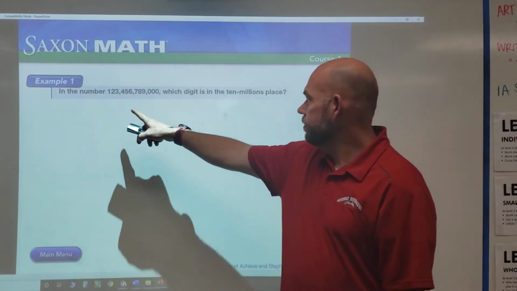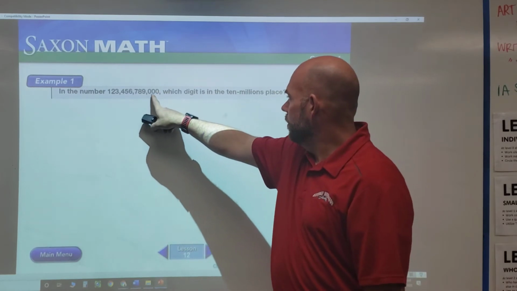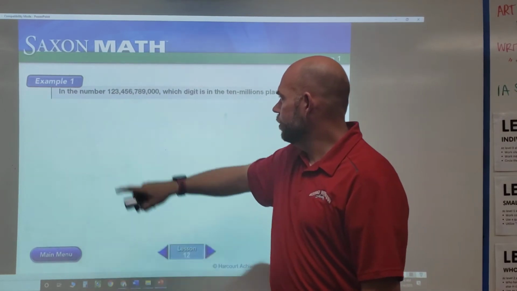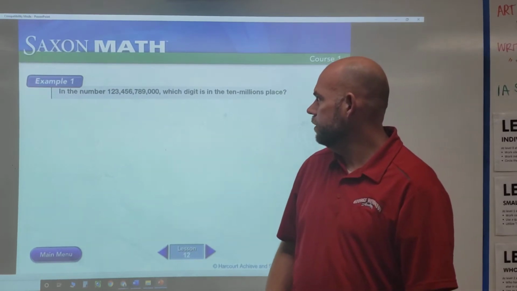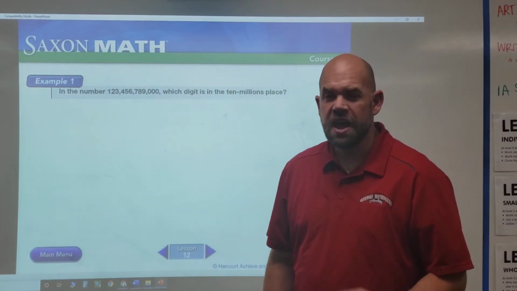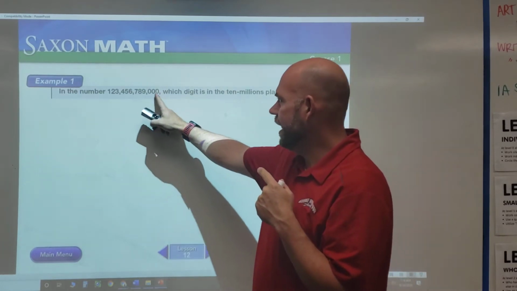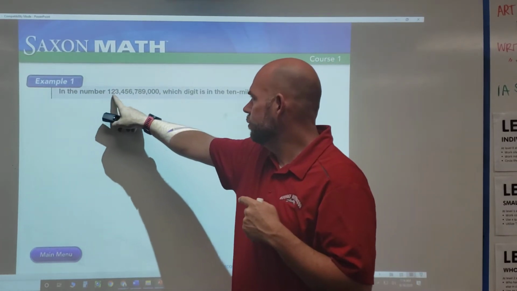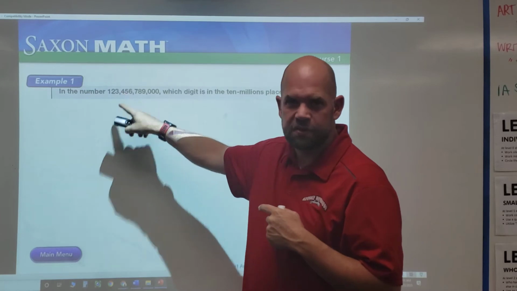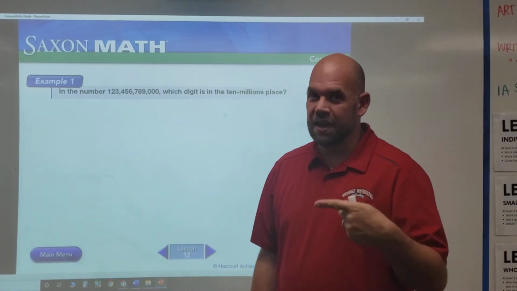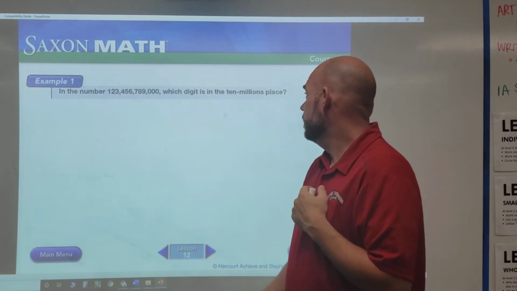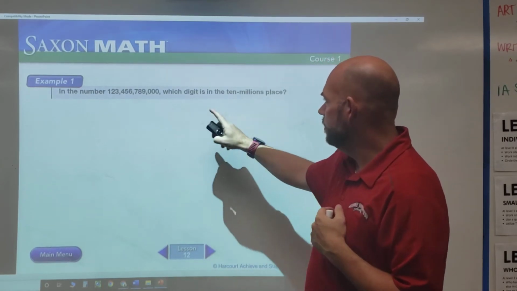So here we have the number 123,456,789,000. And see how in my brain I had to kind of count up the digits to know that this was in the billions and this was in the millions. Again, if you get good at this now, you're going to be able to calculate that way faster than I just did. So it says, what digit is in the 10 millions place?